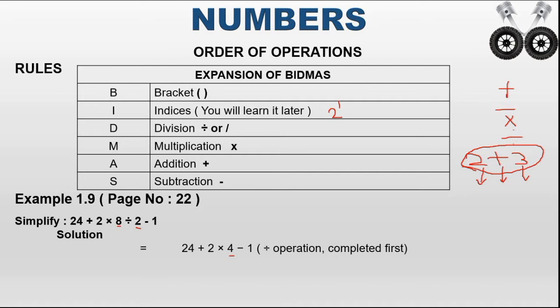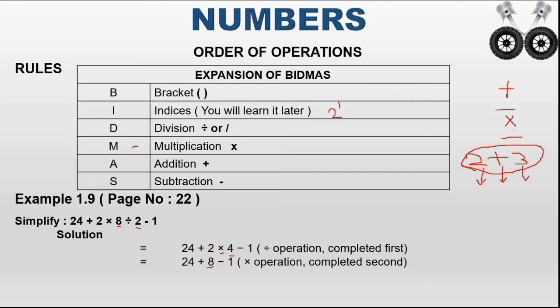So the remaining numbers we can write as they are. So we have to write 24 plus 2 into, instead of 8 divided by 2 I write 4, then minus 1. Okay, so division is done. What is the next operator we can use? That is multiplication. Where is the multiplication? Here. What are the operands for this operator? 2 and 4 are the operands. So we have to multiply 2 and 4. What do we get? 8. So 2 into 4 is 8.